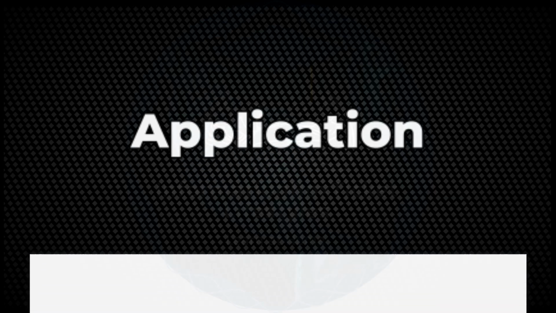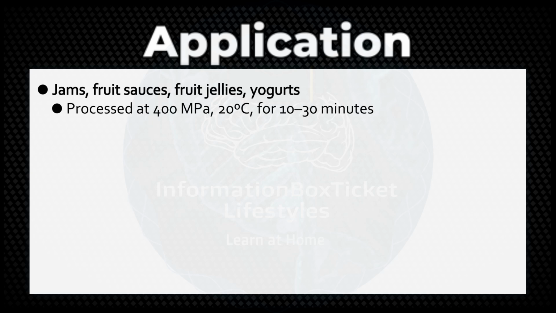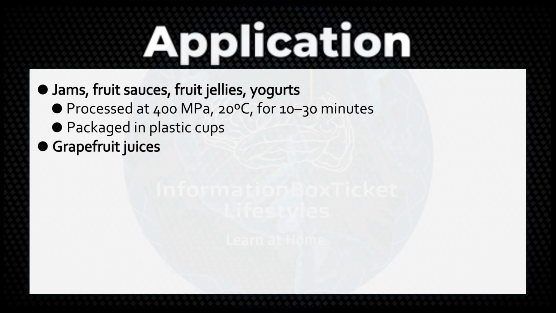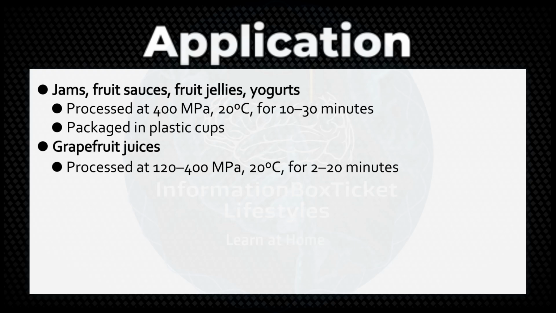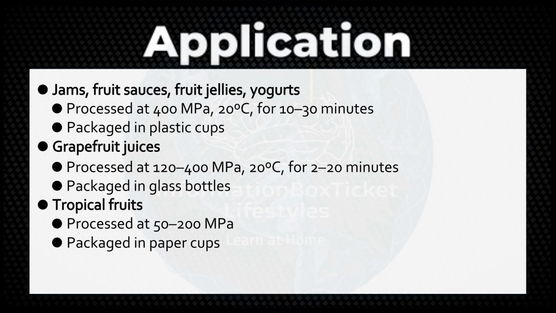Application of high-pressure processing and some examples. Jams, fruit sauces, fruit jellies, yogurts, processed at 400 megapascals, 20 degrees Celsius for 10 to 30 minutes, packaged in plastic cups. Grapefruit juices, processed at 120 to 400 megapascals, 20 degrees Celsius for 2 to 20 minutes, packaged in glass bottles. Tropical fruits, processed at 50 to 200 megapascals, packaged in paper cups.